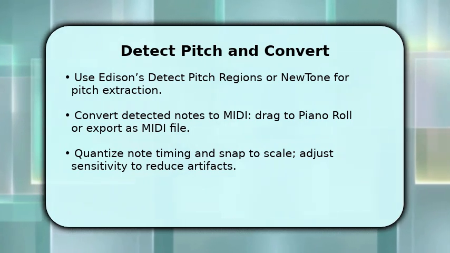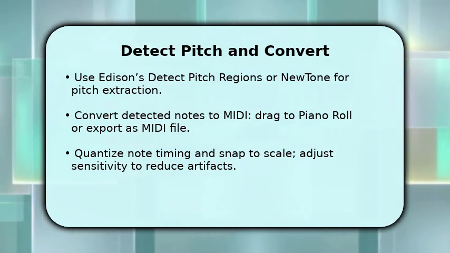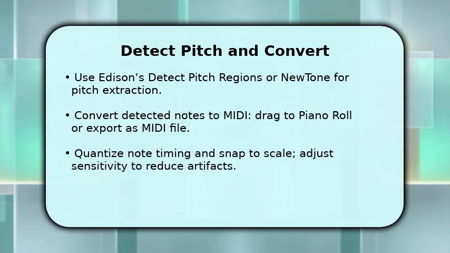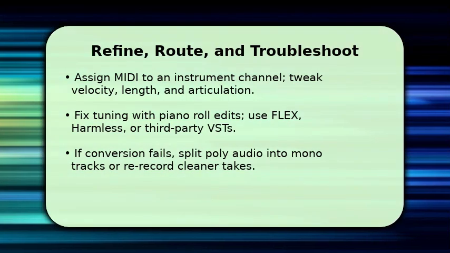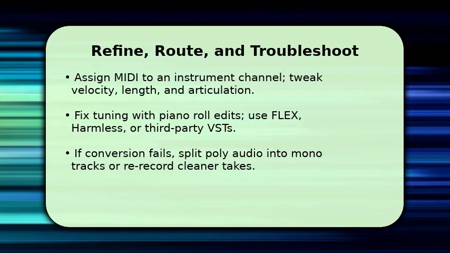Manual trimming improves musicality and playback. Finally, assign the MIDI to a chosen instrument channel and shape dynamics by adjusting velocity and note length in the piano roll. You should audition with different synths, Flex, or a sampled VST, because timbre reveals detection errors. Then fix tuning or wrong intervals manually.